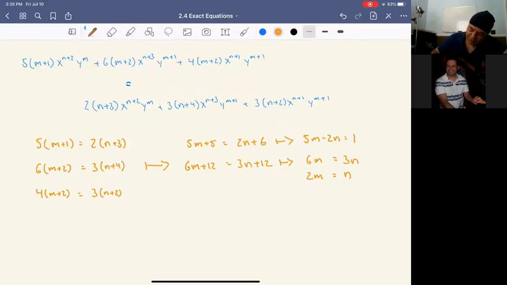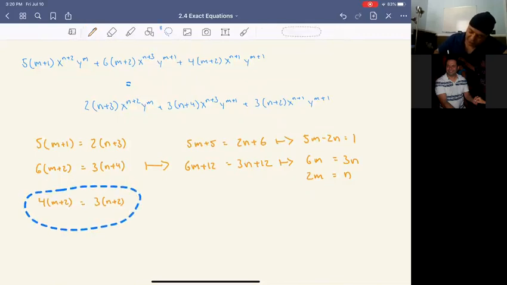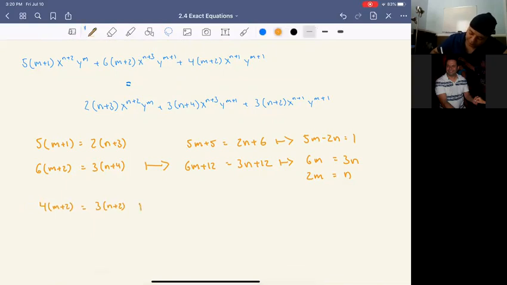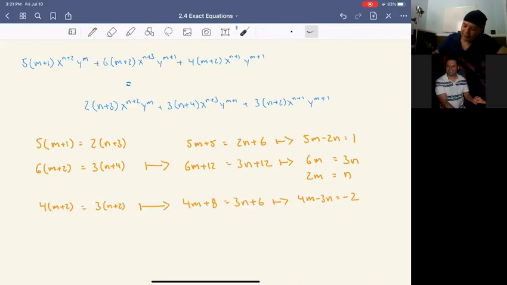Final equation. Let me move it down a little. 4m plus 8 equals 3n plus 6. Okay, so I'm going to do a little algebra magic. 4m minus 3n equals -2. Okay, so let's go ahead and put n equals 2m into this.